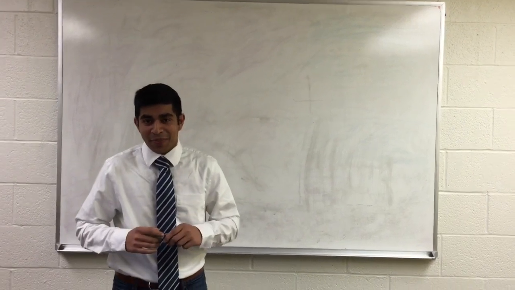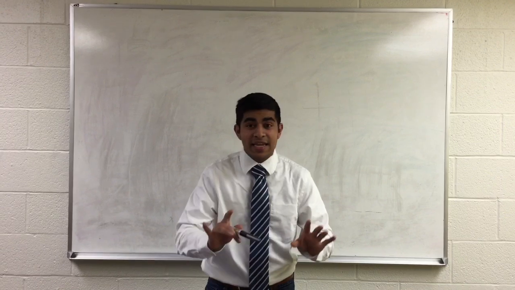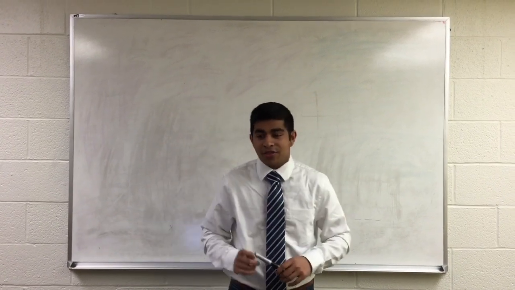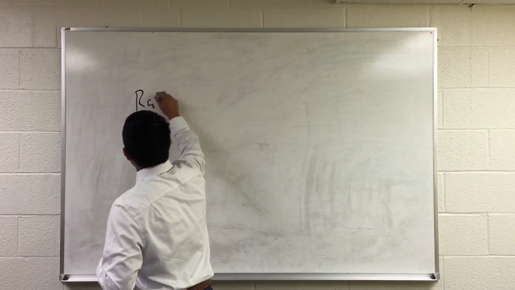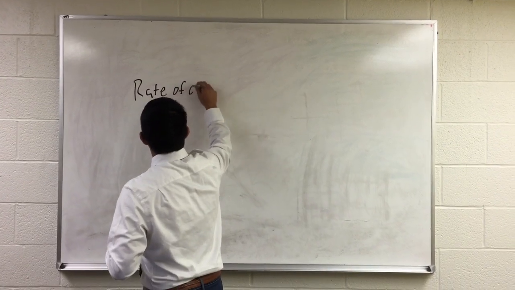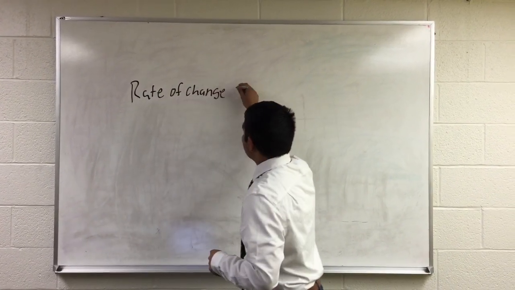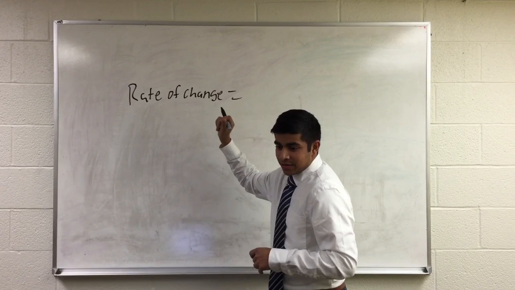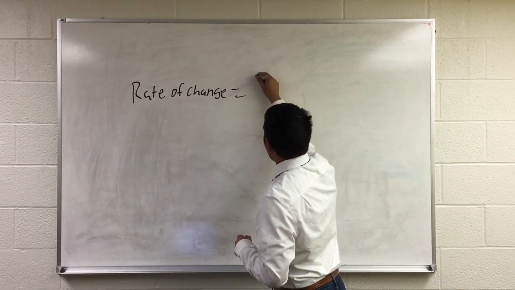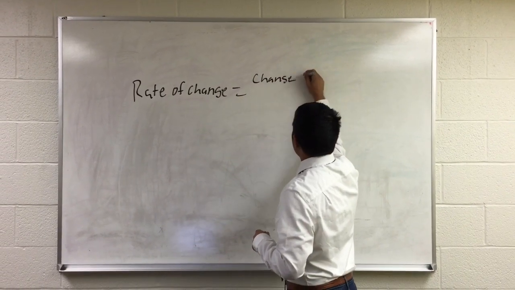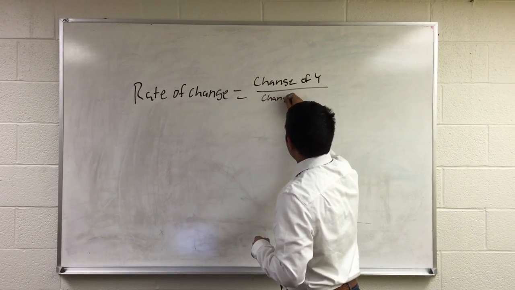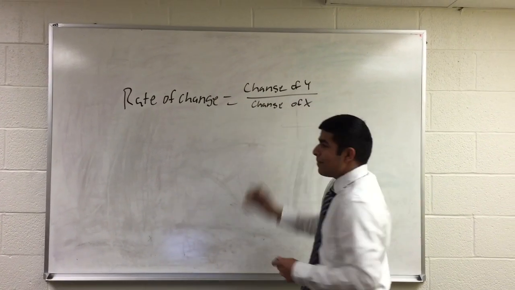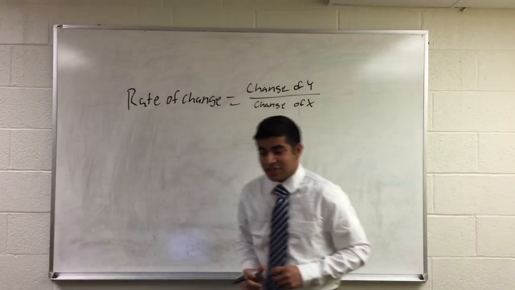So, for example, if x is the independent variable and y is the dependent variable, then the way you find the rate of change is this. So here, we have the rate of change, which is going to equal the change of y over the change of x. That's the basic formula for the rate of change.